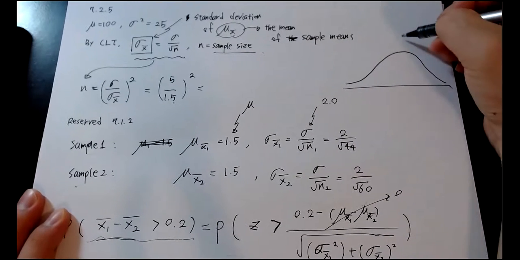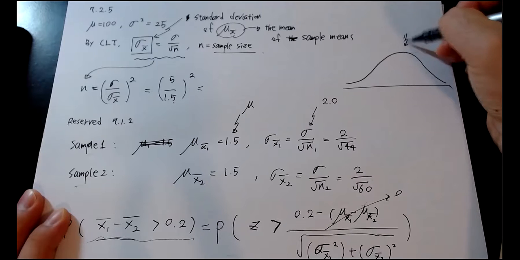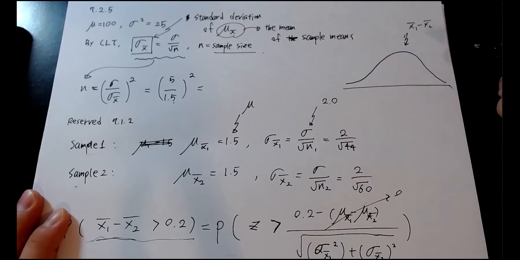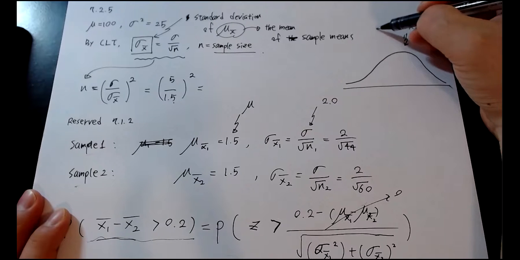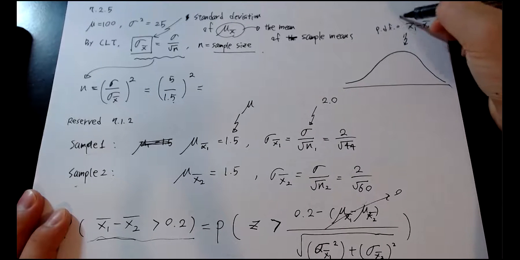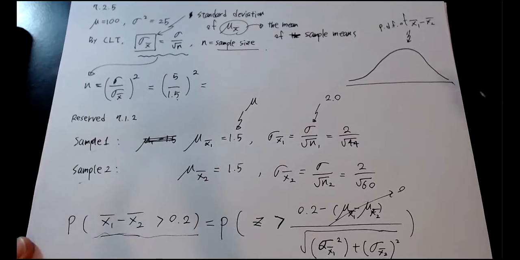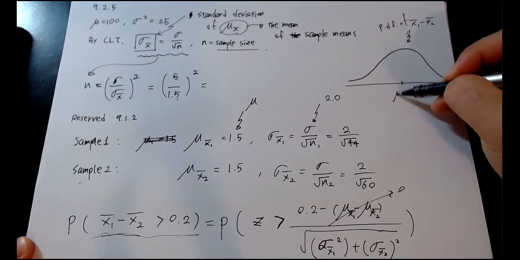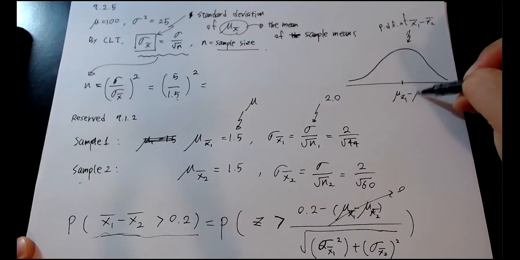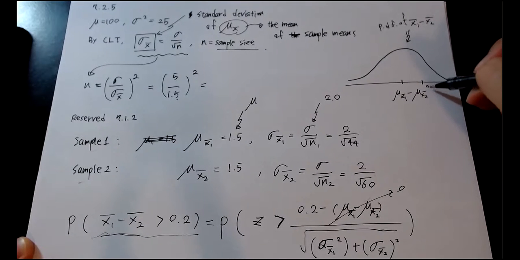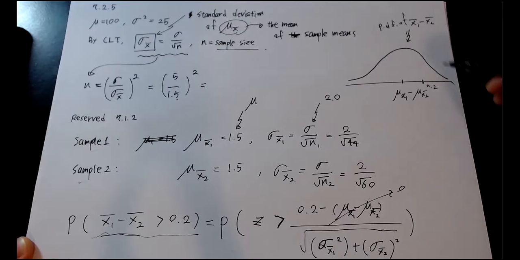See, this is the probability distribution of the x1 bar minus x2 bar. Okay, the PDF of x1 bar minus x2 bar. So we want to find the probability that is 0.2. Maybe here's mu x1 bar minus mu x2 bar. Okay, so 0.2 is right there.